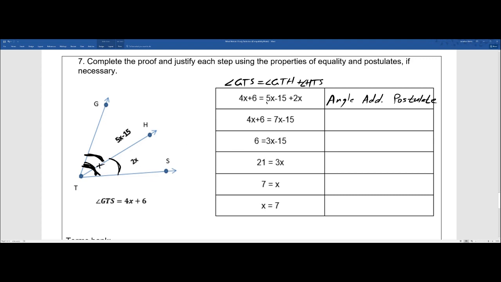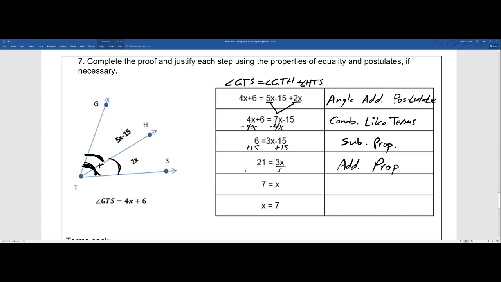So next thing you know, as you can see, it looks like we are combining like terms. Good old algebra. And then finally, we are, looks like, subtracting this 4x to both sides. So that's the subtraction property of equality. And then we ended up taking care of this minus 15 by using the addition postulate, or property, sorry.